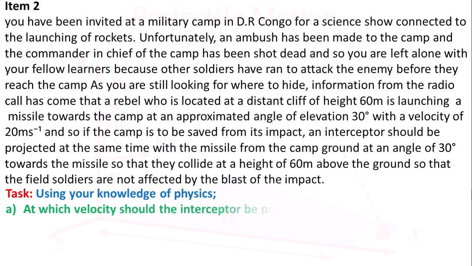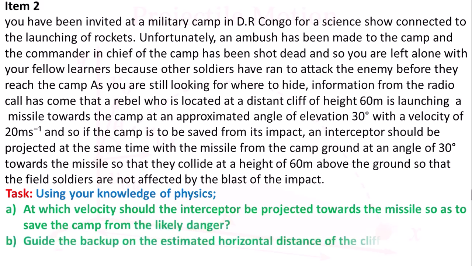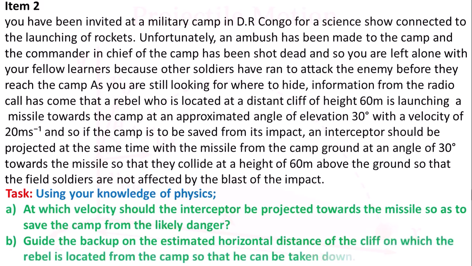A. At which velocity should the interceptor be projected towards the missile so as to save the camp from the likely danger? You should guide the backup on the estimated horizontal distance of the cliff on which the rebel is located from the camp so that he can be taken down.